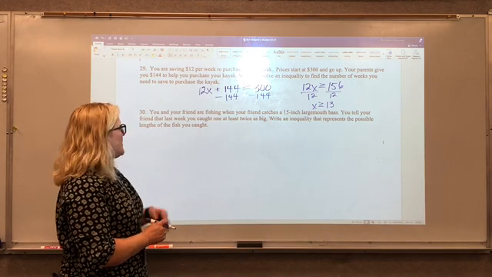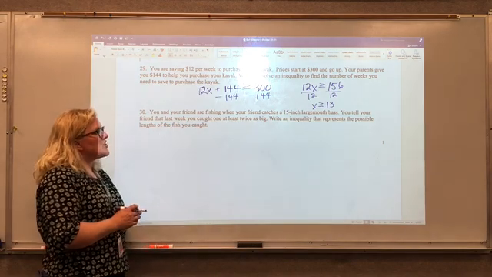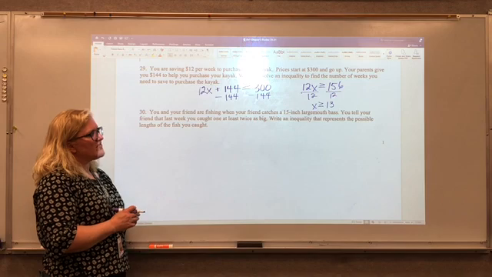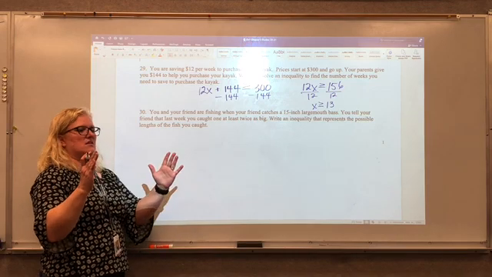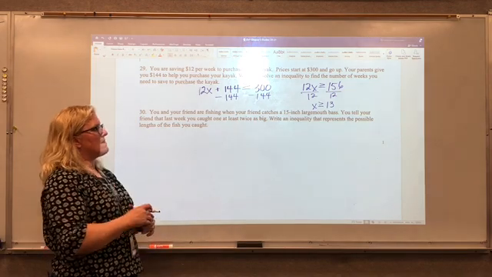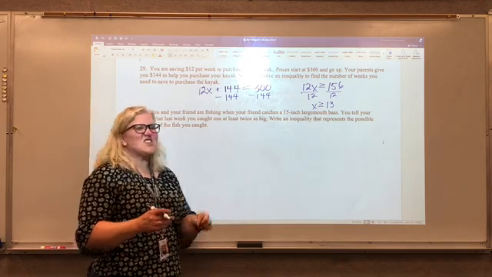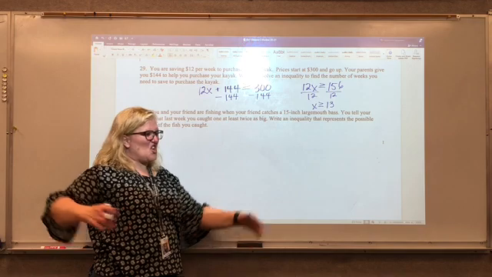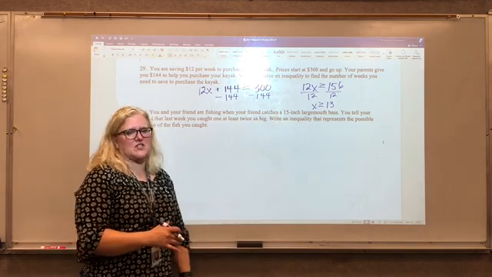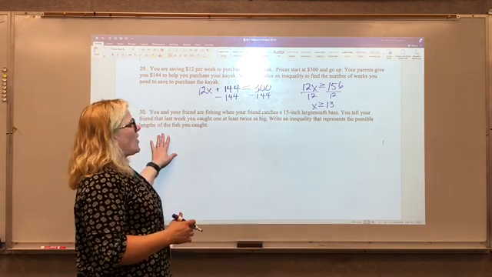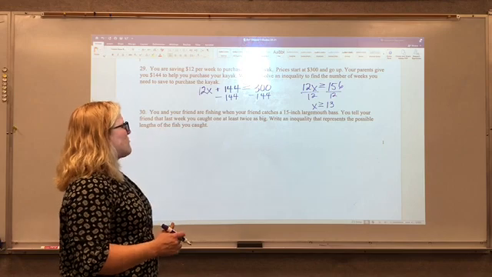Lastly, you and your friend are fishing when your friend catches a 15-inch largemouth bass. That's pretty good size. It's about like that. You tell your friend that last week you caught one at least twice as big. So your fish is this big. I'm just kidding. Write an inequality that represents the possible lengths of the fish you caught.